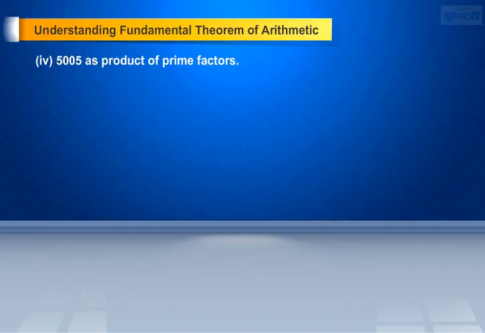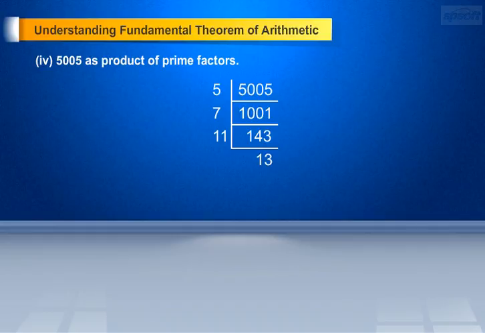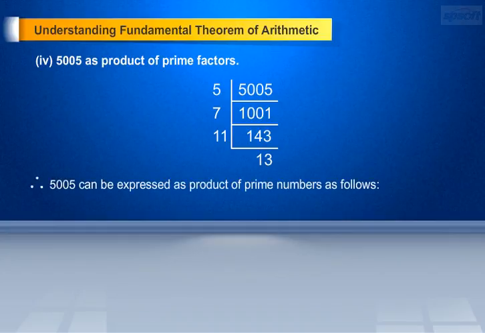5005 as product of prime factors. 5005 can be written as 5 into 1001. 1001 can be written as 7 into 143. 143 can be written as 11 into 13. Therefore, 5005 can be expressed as product of prime numbers as follows. 5005 equals 5 into 7 into 11 into 13.